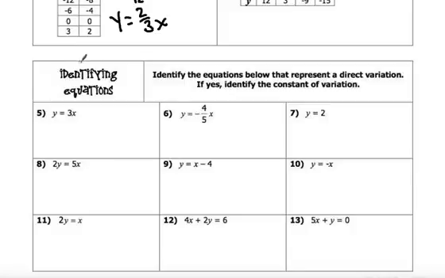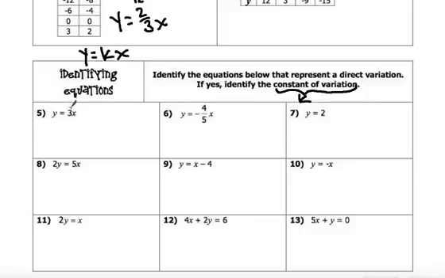In the next section, we've got identifying equations. And so if we are identifying equations and trying to decide if they're direct variation, they should be written in the form y equals kx. And if they are written in that form, then I need to determine what the constant of variation is. Remember that we said constant of variation was just going to be our k.